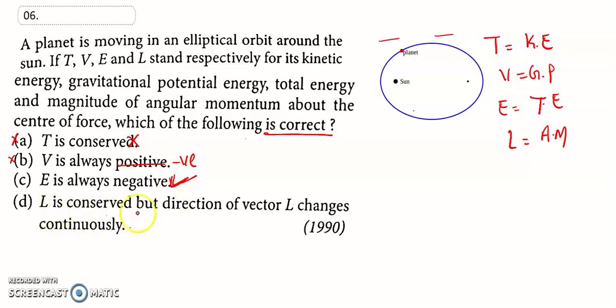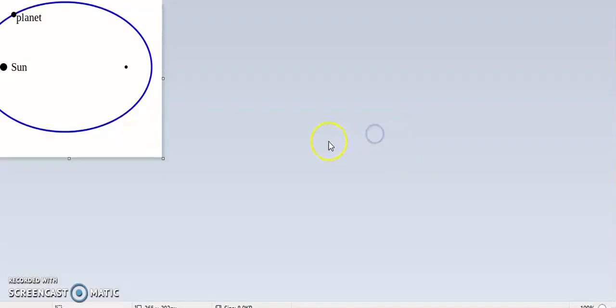L is conserved, but the direction of the vector L changes continuously. No, that does not change. It will be constant. Why? Because we already saw in the second problem that m1 v1 r1 is equal to m2 v2 r2.